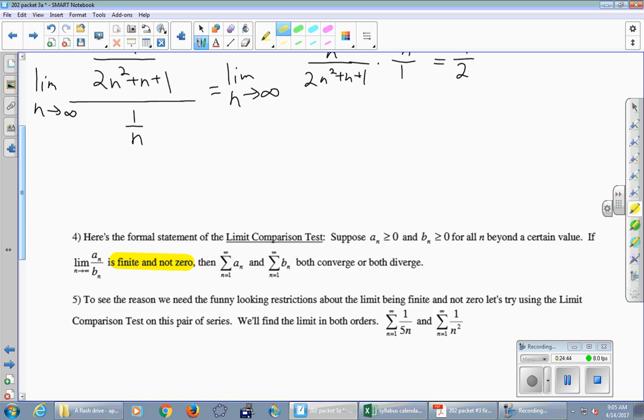And the conclusion of this limit comparison test is that the sum of the A's and the sum of the B's both behave the same. They either both converge or they both diverge. They behave the same. So we'll talk about this really funny highlighted yellow thing in just a second, but let's apply this theorem to our example right now.